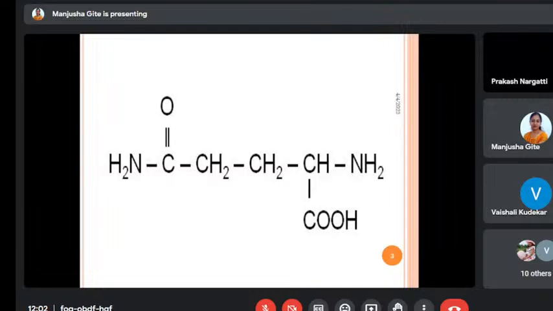This CH2 is attached to 2 protons first and then CH. 2 plus 1 is 3, 3 plus 1 is 4. 4 means quadrant. Yes?